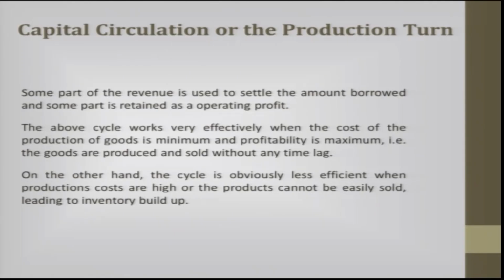Some part of the revenue is used to settle the amount borrowed, and some part is retained for the operating profit. So, the above cycle works very efficiently when the cost of production of the good is minimum and the profit is maximum, which everybody would like to have. I invest 10 rupees, if I can sell a product for 50 rupees, I will be happy to do it. But unfortunately, when I invest raw material 10 rupees and other things, the sales component, everything put together, that is operational cost, this 10 rupees will become 30 rupees, and when I sell it at 50 rupees, it is only 20 rupees profit. So, this is very important.